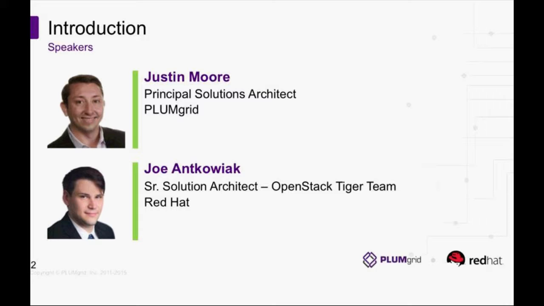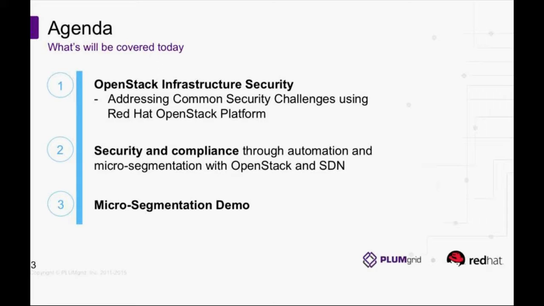Great. Justin, can you take us through the agenda real quick? Yeah, absolutely, guys. Great. So I've got the agenda slide up here. So we're going to talk about a couple of things today. First and foremost, OpenStack infrastructure security. So this is a joint presentation between Plum Grid and Red Hat, and we're going to show you how jointly Red Hat OpenStack and Plum Grid ONS can be used to design secure cloud services.